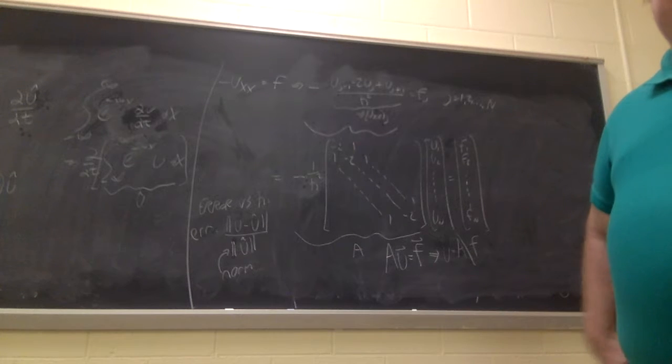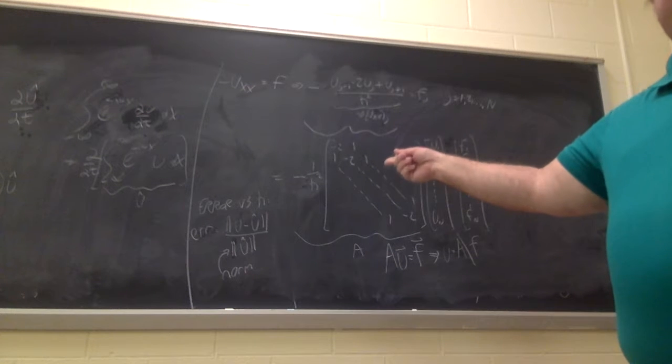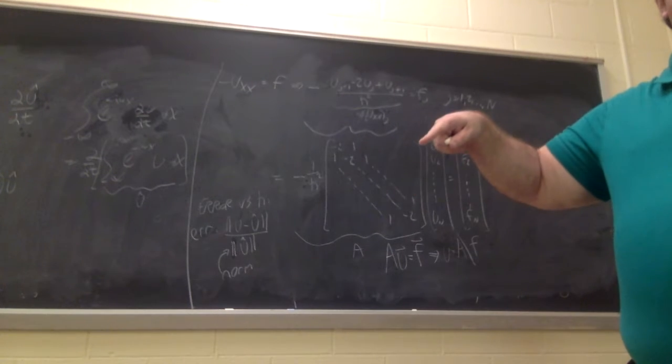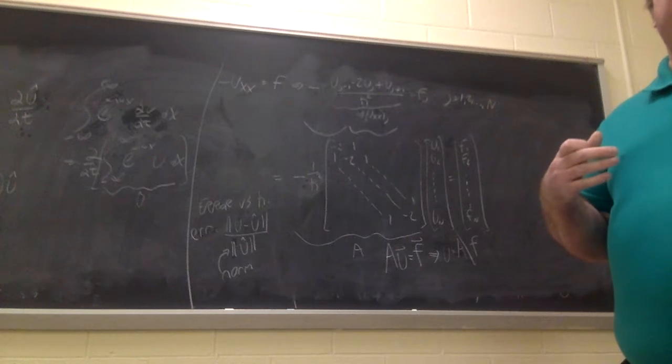And for plotting, you're always plotting a vector against another vector. So once you get that error, that has to be stored in a vector. And also your h's, they have to be stored in a vector also.